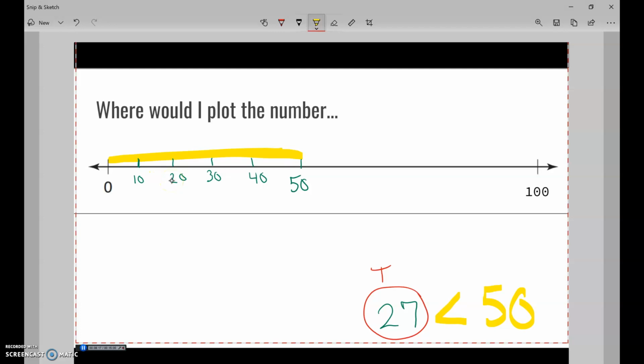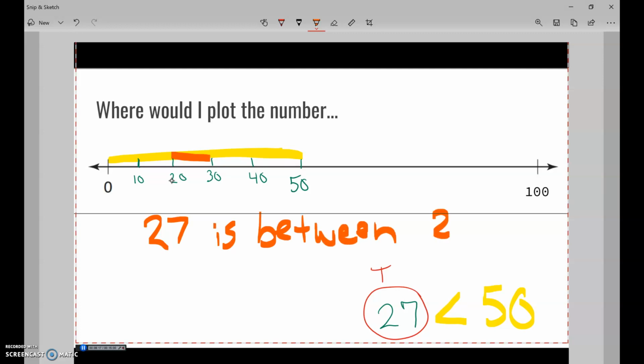So I am going to highlight this part, because 27 is between 20 and 30. But now I need to think, what do I know? Now in the middle, I will have 25. Remember that 5? So I think 27 will be about here. So that will be my point 27. And that's being very precise. It could be about 26, 27, but remember, I'm estimating.